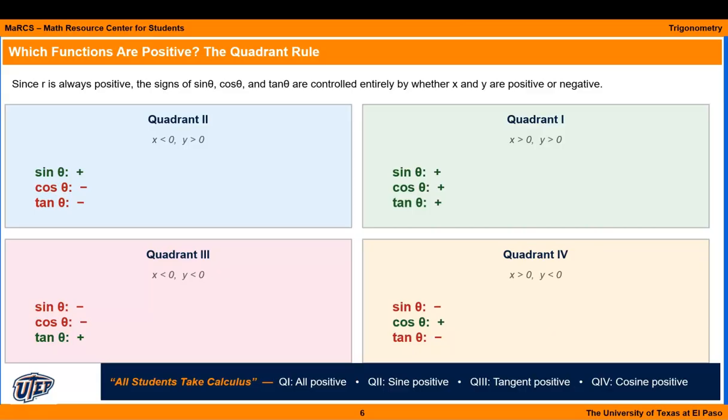Because r is always positive, the signs of the trigonometric functions depend entirely on the signs of x and y. In quadrant 1, both x and y are positive, so all trig functions are positive. In quadrant 2, x is negative and y is positive, so sine is positive. In quadrant 3, both x and y are negative, so tangent is positive. In quadrant 4, x is positive and y is negative, so cosine is positive. A helpful way to remember this pattern is "All Students Take Calculus."